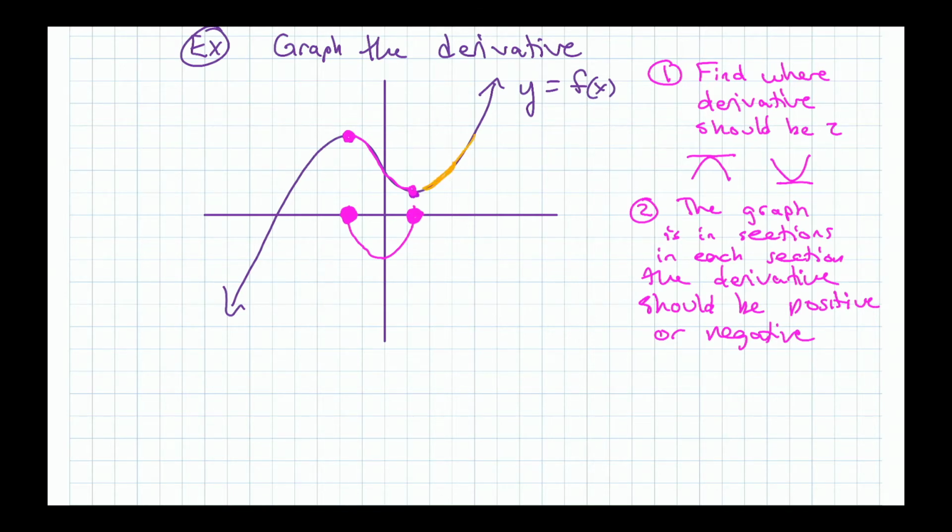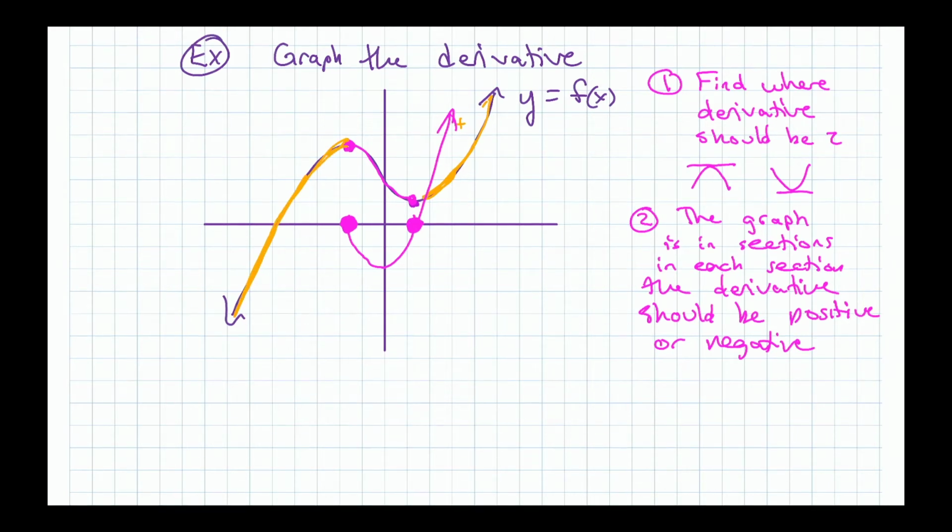What about this section of the graph? Well, slope is positive there, right? So we got slope is positive right here. So that means the derivative is above 0. That just means above 0. So like that. And then you've got a section of the graph over here as well. What kind of slope is that? Also positive, right? So that means that the derivative should be above 0 over here as well.